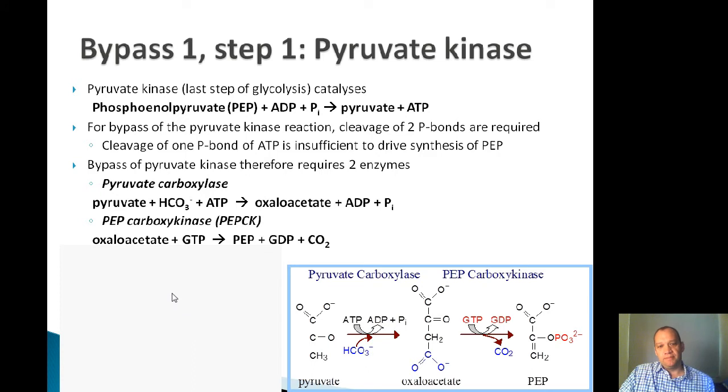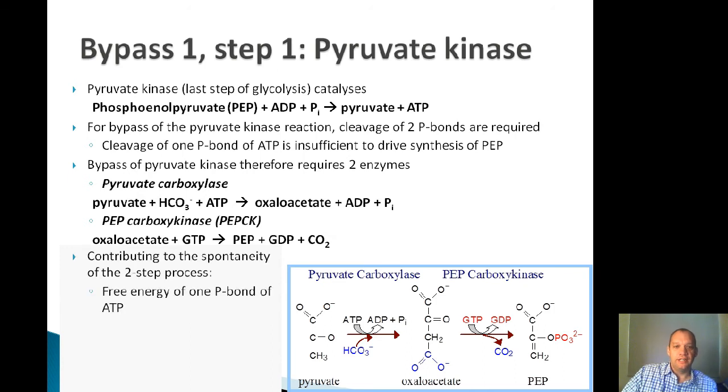And then the second part of the reaction uses a phosphoenolpyruvate carboxykinase, or PEPCK, enzyme and a GTP to turn oxaloacetate into phosphoenolpyruvate, and it releases a GDP and it releases a carbon dioxide as well. In fact, it's this same carbon dioxide that was added to pyruvate that now is decarboxylated to form phosphoenolpyruvate.